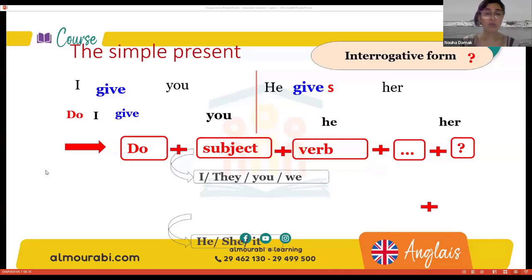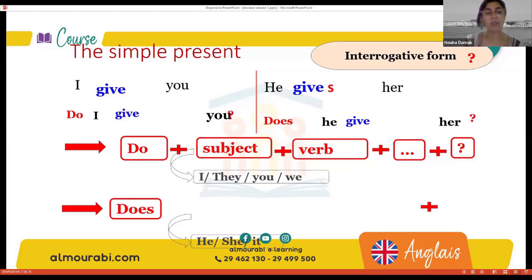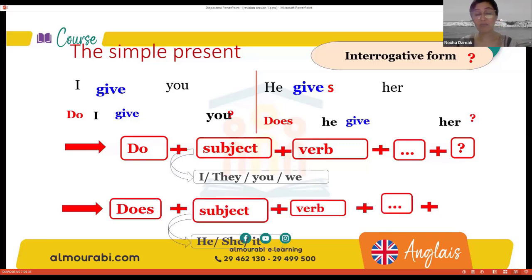Okay? So if we move on to the next example, our next category, which involves he, she, and it, okay? Here we will have does he give her or any other object, okay? Does he give her? And the rule becomes, don't forget the question mark, does plus subject plus verb plus the rest of the sentence and the question mark. Don't forget the question mark, please. Okay?